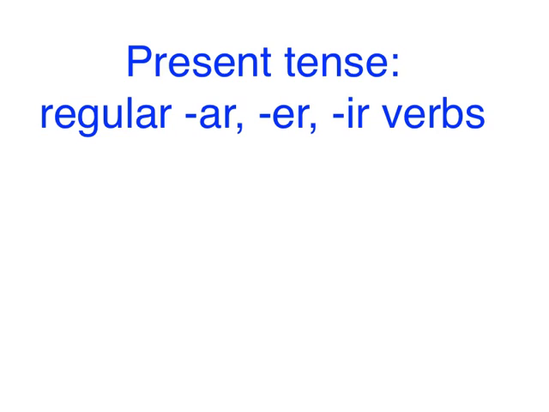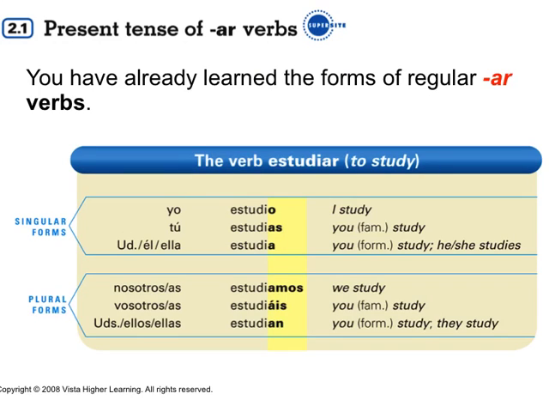Hola clase. Well, this is a nice little quick review of the present tense of regular AR, ER, and IR verbs. And I'm sure all of you remember how to form regular AR verbs by dropping the AR and adding the endings o, as, a, amos, áis, an. Estudio, estudias, estudia, estudiamos, estudiáis, estudian.